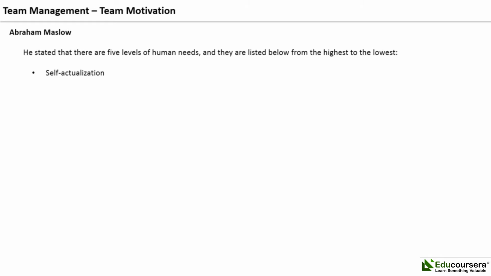Self-actualization, maximum achievement for self-fulfillment. Esteem, respect, prestige, recognition, personal mastery. Social, love, affection, relationships. Safety, security, protection, and stability. Physiological, basic human needs, food, water, housing.